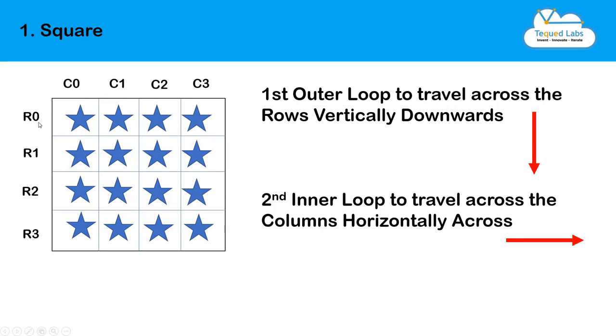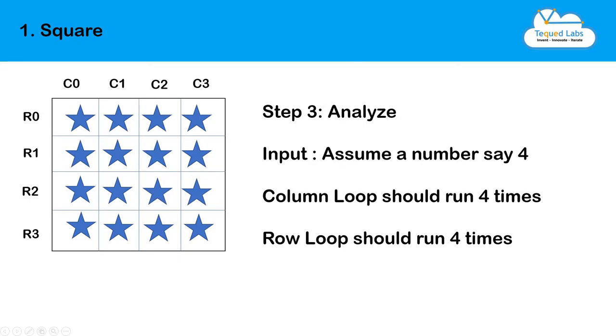So the first loop R0, you're going to go to C0 and print, then C1 print, C2 print and column 3 print. Next you're going to traverse to the different row, that is R1. Then again you're going to go to C0, C1, C2, C3 and so on. These are the other important steps that you need to follow.